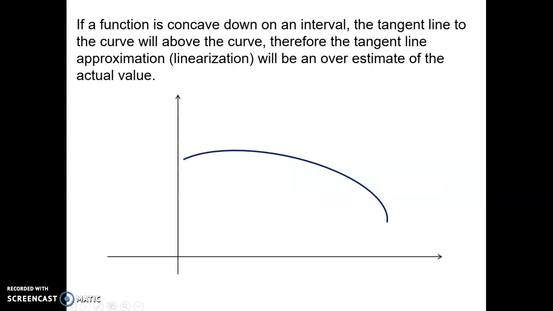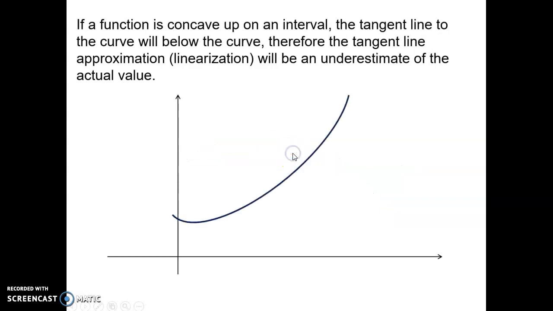If a function is concave down on an interval, then we know that the tangent line to the curve will be above the curve. Therefore, we say that the tangent line approximation, or the linearization, is going to be an overestimate of the actual value of the curve if the curve we're looking at is concave down. Now this makes sense because if you look near the point of tangency, we're going to be using the tangent line to approximate the y value of the curve near the point of tangency.